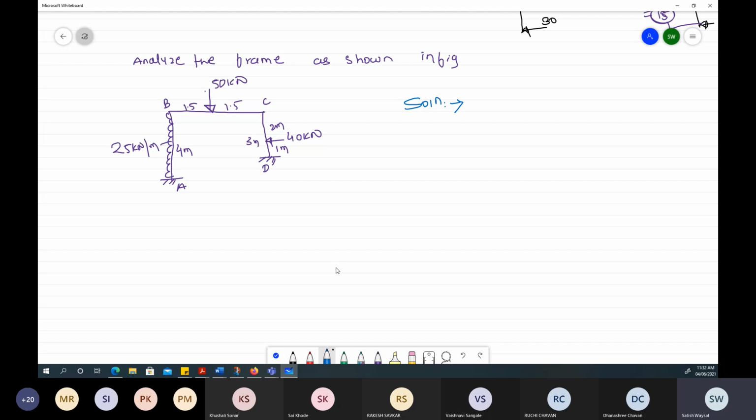Every problem has some smaller steps. If we divide a bigger problem into smaller targets, then we can easily analyze any structure. Let us say the first step is to find out the degree of kinematic indeterminacy. As we have discussed, you can easily understand that the degree of kinematic indeterminacy in this case will be 3. One will be theta B, theta C, and delta. There may be a possibility that you assume delta B is equal to delta C is equal to delta.